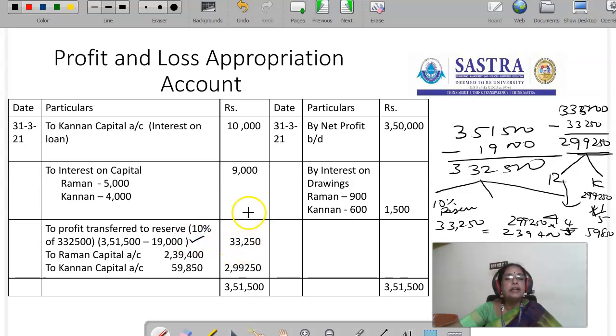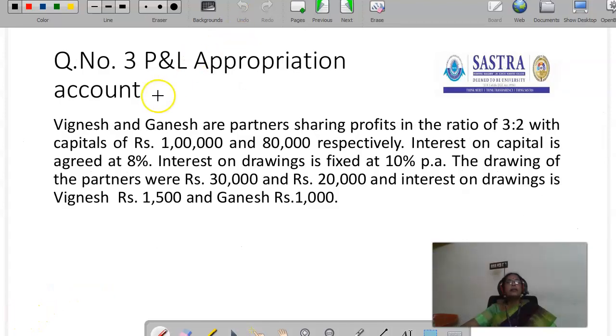10% is allocated for reserve because it is given in the problem. The remaining balance of profit should be shared between Raman and Kannan in the profit sharing ratio, that is 4:1. So Raman will get a share of 2,39,400. Kannan will get 59,850. In this way, we have to prepare the P&L appropriation. One more problem we will see.